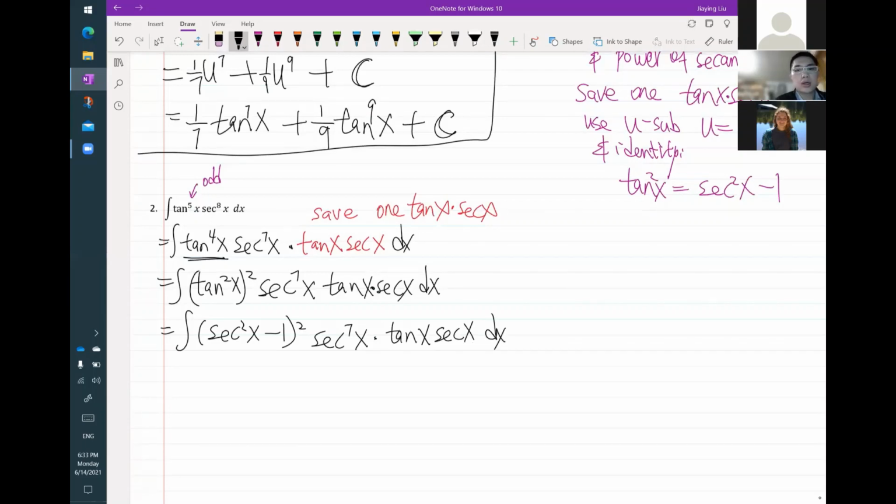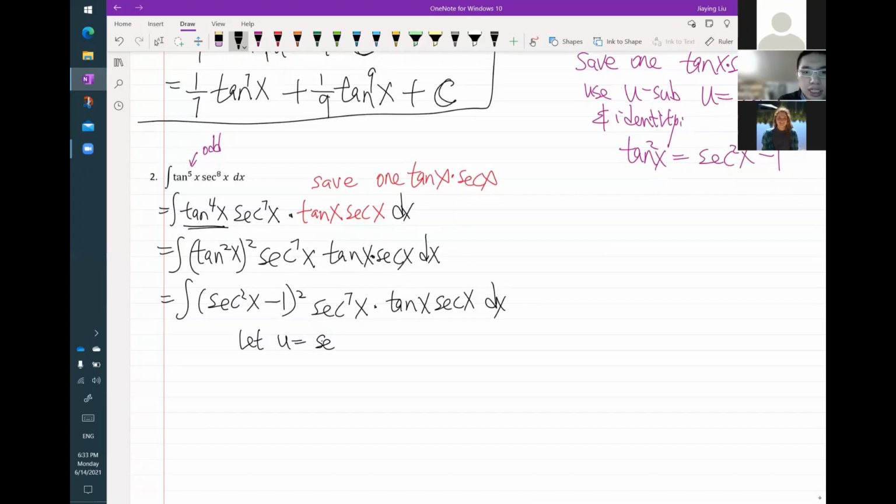You probably wonder, what's the benefit of having tangent x secant x? Well, if you recall, the derivative of secant is tangent times secant. So that's exactly the next step, using u-substitution. We're going to let u equals secant x, du equals tangent x times secant x dx. This is really, really nice because that part and this part in the integral are exactly the same. So we can substitute that part with du.